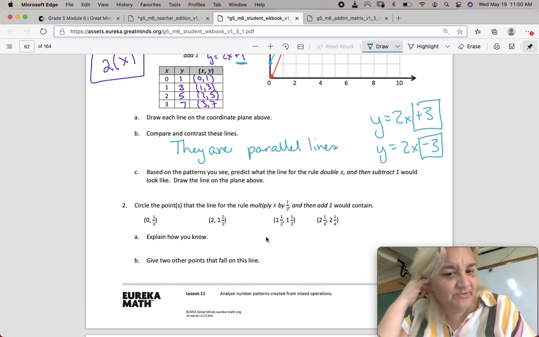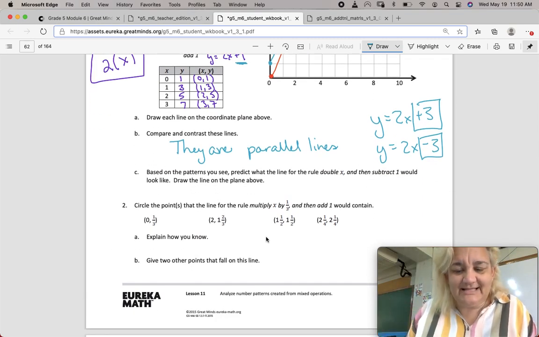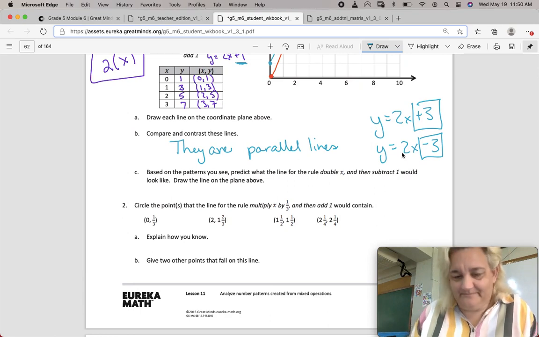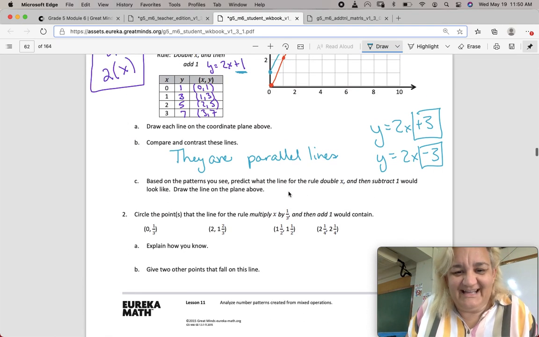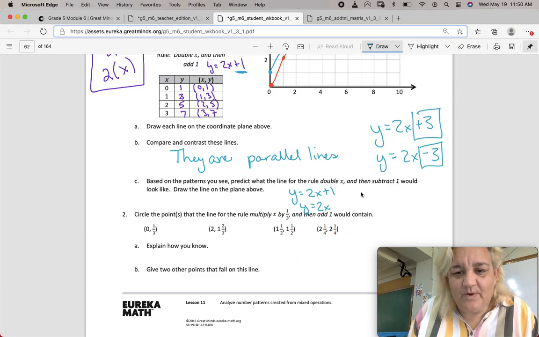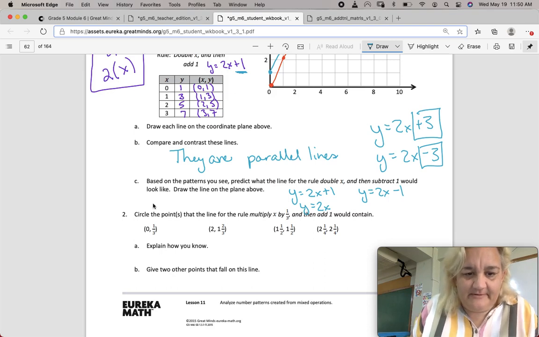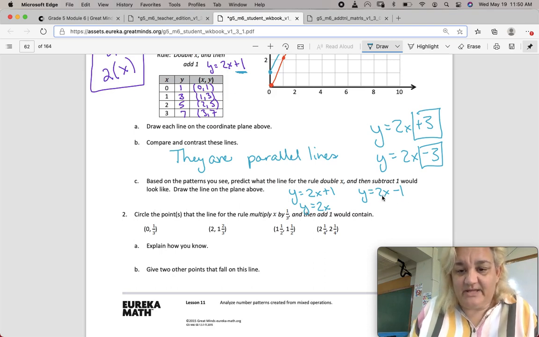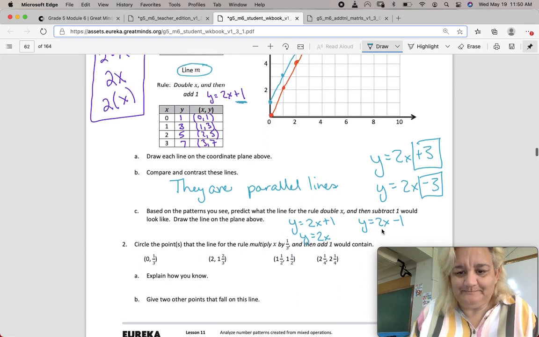All right. Based on the patterns you see, predict what the line for the rule double x and then subtract 1 would look like. Oh, well, there we did. I jumped the gun on that one. So y equals 2x plus 1 is parallel to y equals 2x. And then those are the first two lines. Now they're saying, what would happen if you did y equals 2x minus 1? Well, they would still be parallel, okay? And we can even draw that line, 2x minus 1.